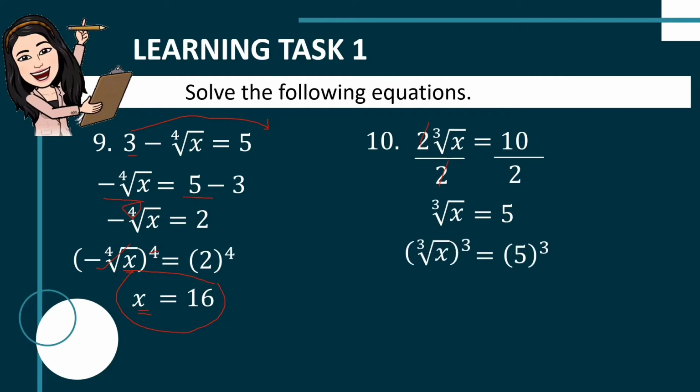Very good. So, we have what is cube root of x raised to the power of 3? We have x. And 5 raised to the power of 3, 5 times 5 times 5, we have 125. So, therefore, x is equal to 125. Okay?